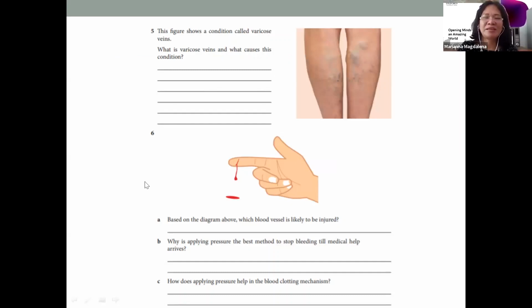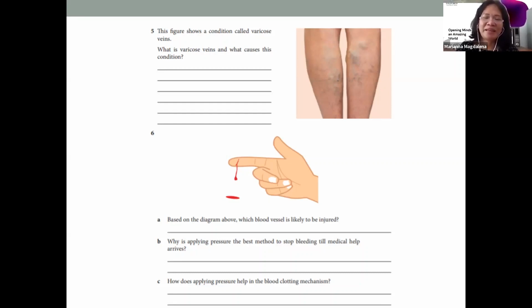Can you see? I'm very interested in this question. Why is applying pressure the best method to stop bleeding till medical help arrives? I like this, so the bleeding will stop. So it makes students think. And this is actually daily life. So once their finger gets bleeding, they know the way to stop it is by applying pressure to the finger. So it means that students implement science to solve their problems. In the resources, there are a lot of questions like this.